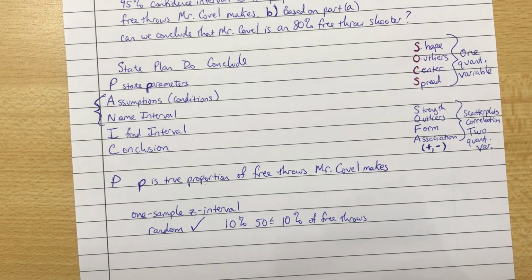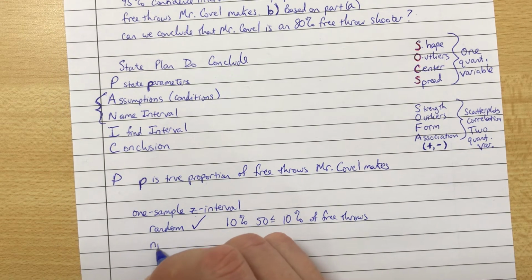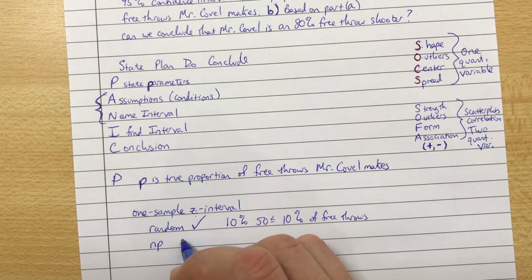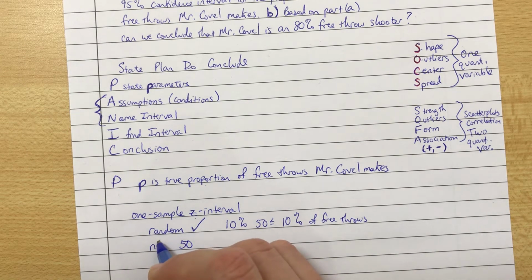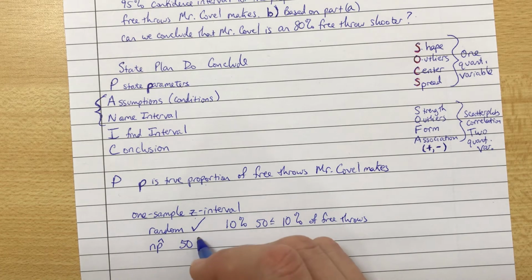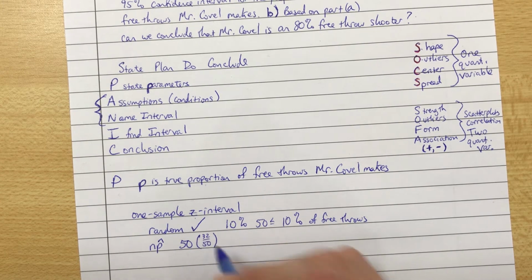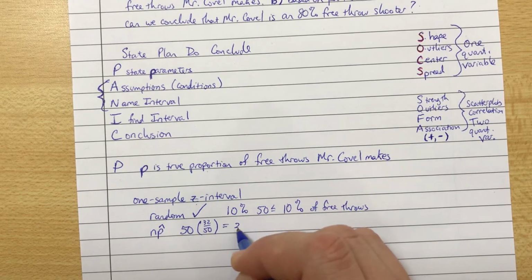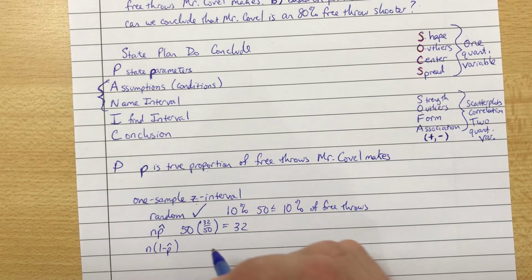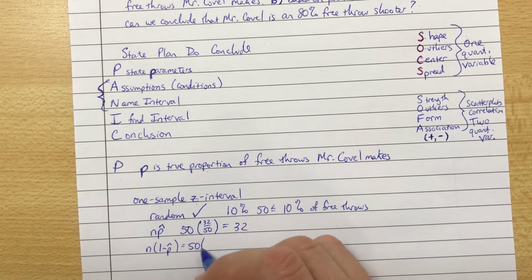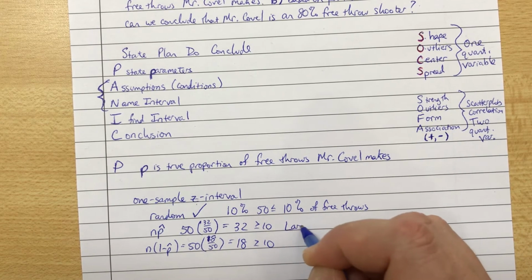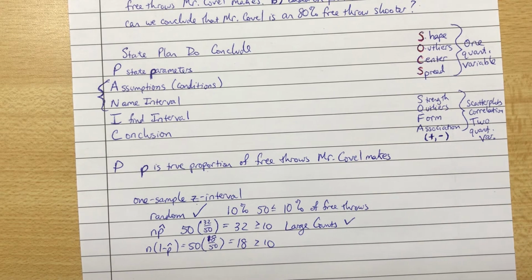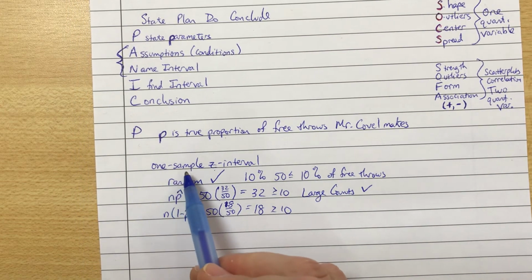50 is less than or equal to 10% of the number of free throws. So let's assume it's independent here. And then the large counts condition, now that would be n times p hat. So n is 50. Now the proportion in this case, p hat, it would be 32 out of 50, which is 64%, 0.64. So n times p hat would just equal 32. n times 1 minus p hat is 50 times 18 over 50, which is 18. Both of these are greater than or equal to 10. So large counts is good for both of those. So all of our conditions are met, so we're going to do a one sample z interval.